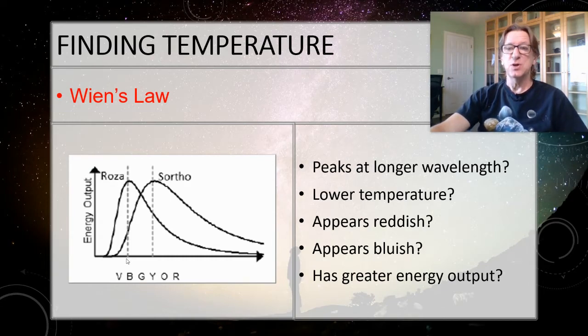Now the last question, which one has a greater energy output? Don't get confused between energy output, which is luminosity, and temperature. Energy output is how much they're peaking up here. Well, both Sortho and Rosa peak at exactly the same height, so they have exactly the same energy. They're the same luminosity from that.